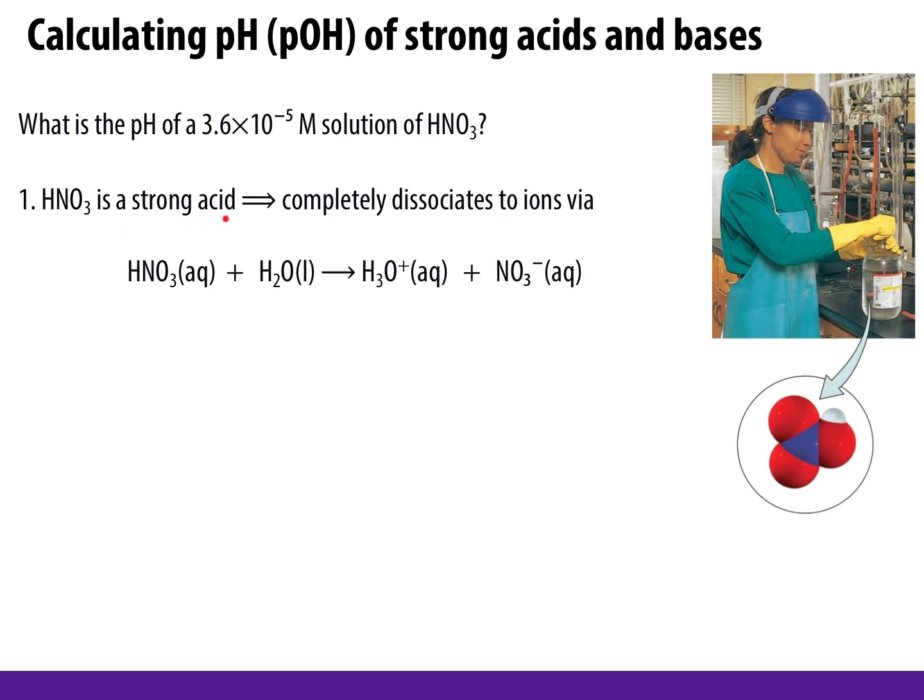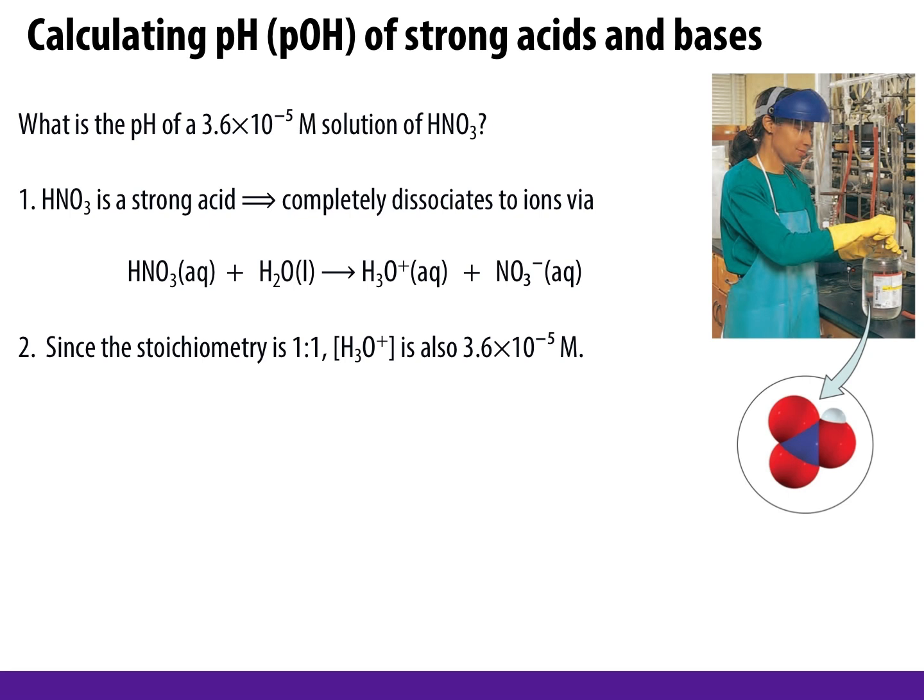HNO3 is a strong acid. The thing you need to know about strong acids is that they completely dissociate into their ions. So in this case, this reaction occurs 100%. It goes to completion. Note the one-way forward arrow here. Each HNO3 in water reacts with one H2O molecule to make one H3O plus and one NO3 minus ion.